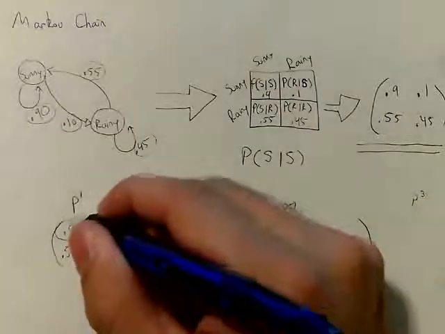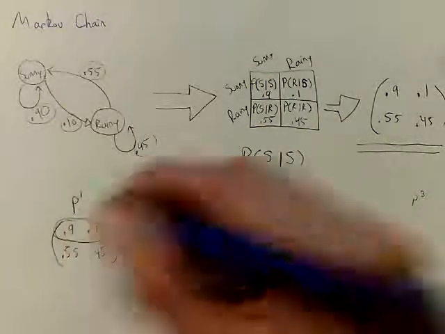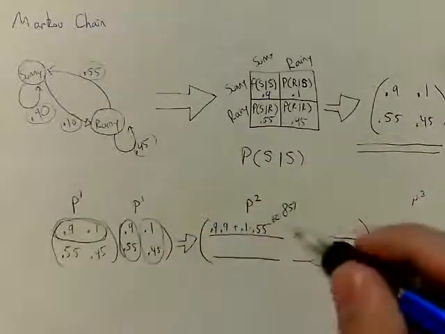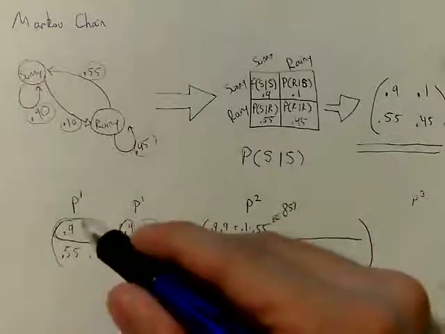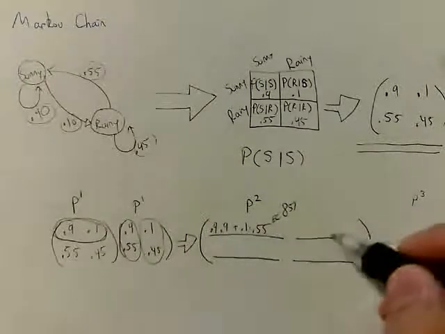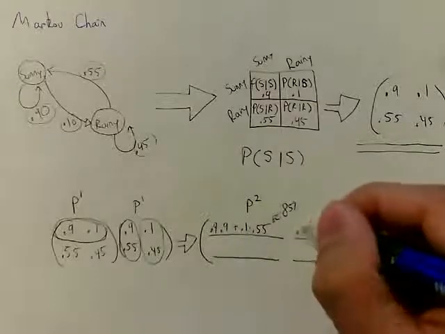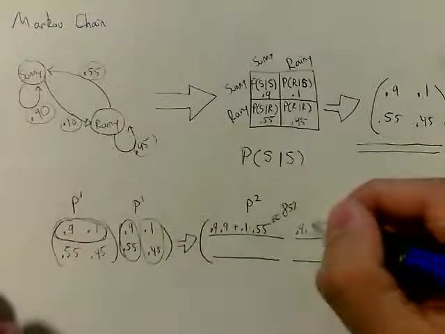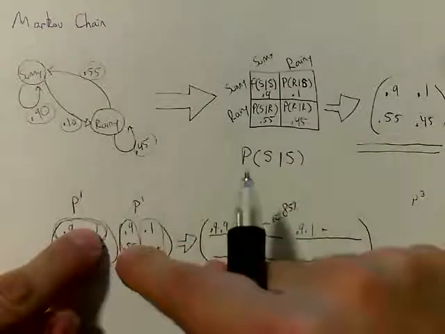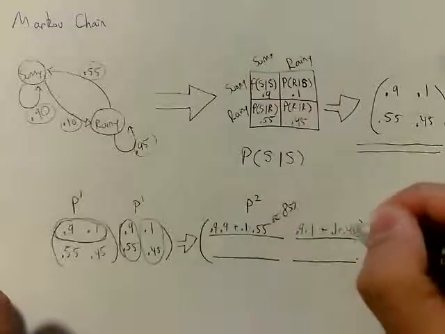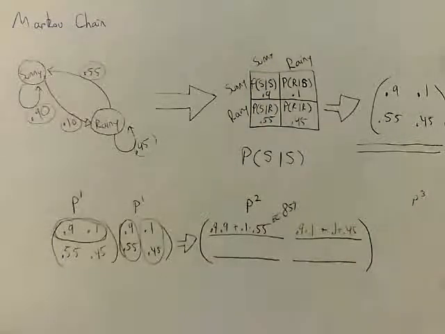Okay? So let's continue on to do the next row here. And I'm going to multiply 0.9 times 0.1 plus 0.1 times 0.45 because we want the item in the first row, second column. Okay, so 0.9 times 0.1 plus 0.1 times 0.45. Okay, and this process continues.